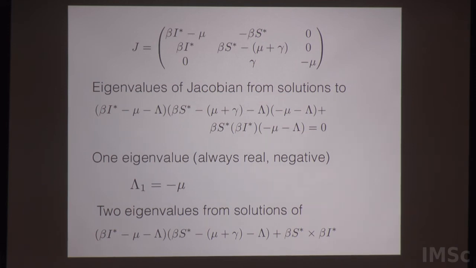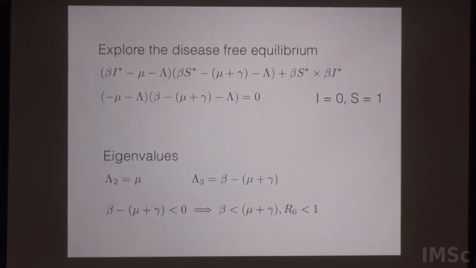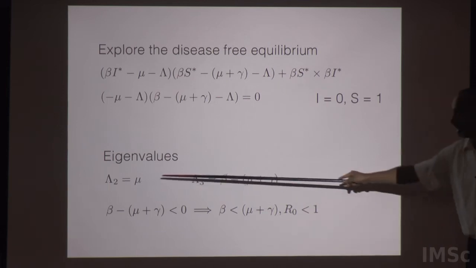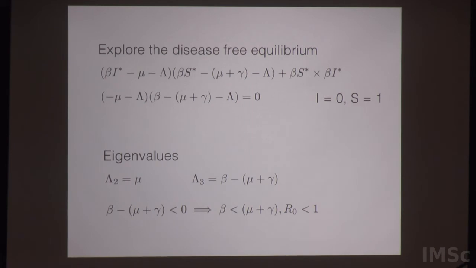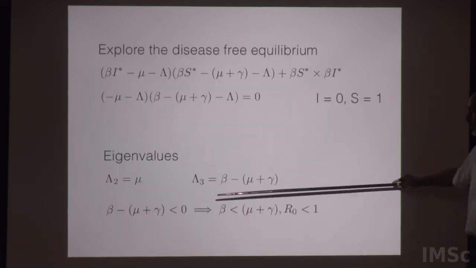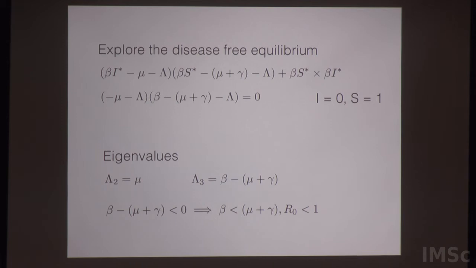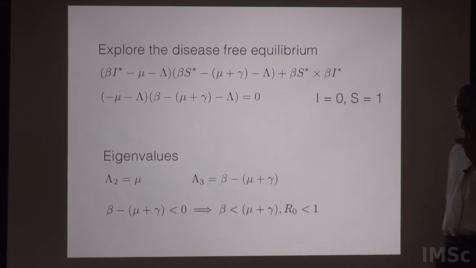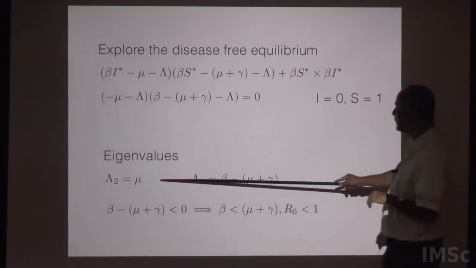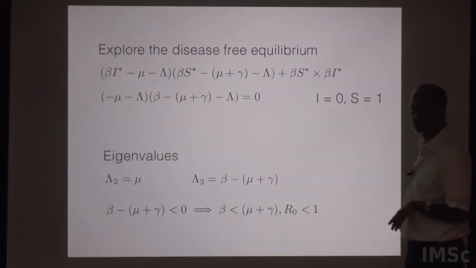I imagine that all of you have already done things like this, so it's really not a problem. You can look first at the disease-free equilibrium where I equal to 0, s equal to 1, and calculate lambda 1 equal to minus mu. Lambda 2 equal to minus mu, lambda 3 equal to beta minus mu plus gamma. So now the question is, at what point is this less than 0 or greater than 0? So I'm not sure, maybe there should be a minus mu. I think it should be a minus mu. I think I made a mistake there.